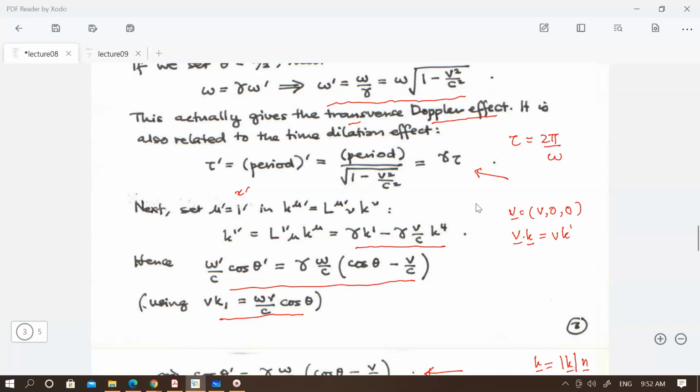So your k1 is now what? Maybe I should write this k1 dash first. So k1 dash equals omega over c cos theta. This is in terms of dash. So your k1 is omega over c cos theta. So I just simply plug in, so I get this equation over here.